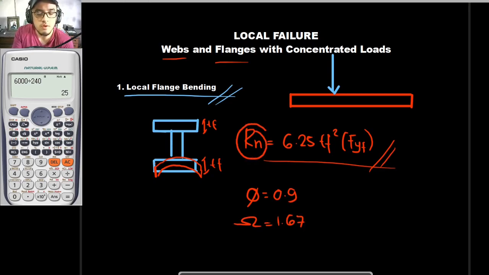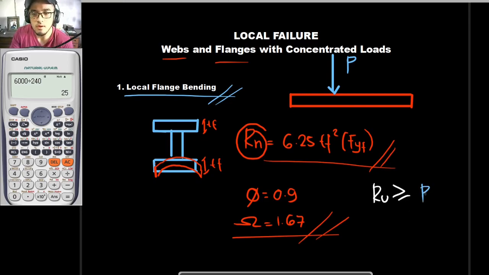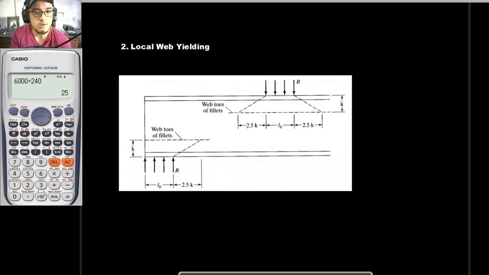So, kapag na-isolve nyo na tong Rn na to, apply nyo na itong mga factors na to and compare it with your point load. So, if, for example, that this is to be your point load, your Ru should be greater than or equal to your Pu, and your Ra should be greater than or equal to your Pa. So, ayan lang yon. Another thing that we should take into consideration is the local web yielding.